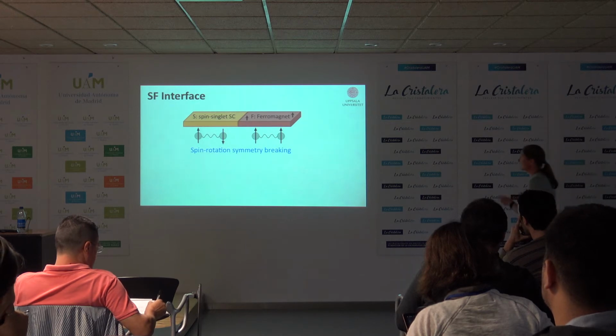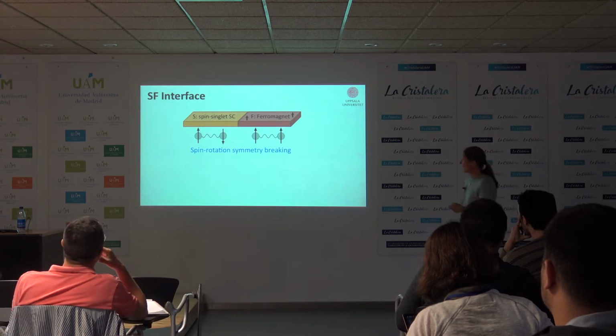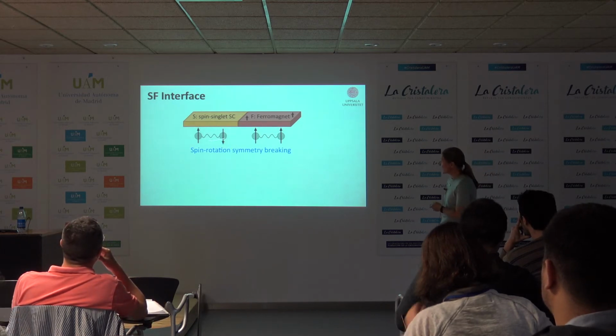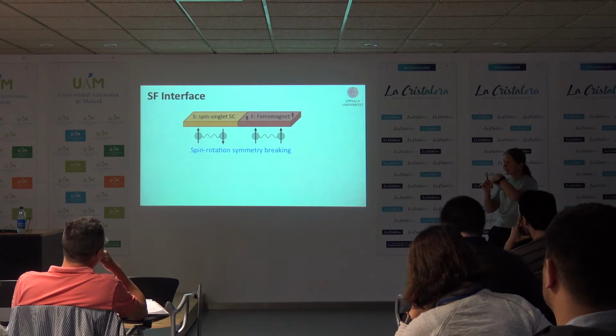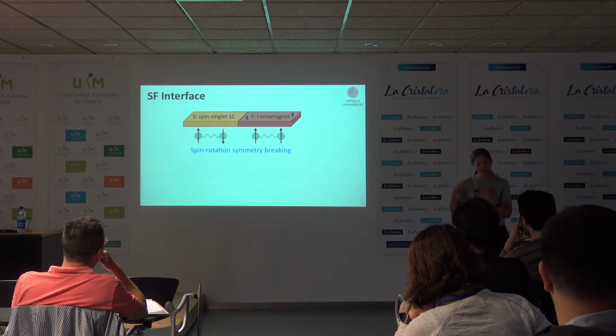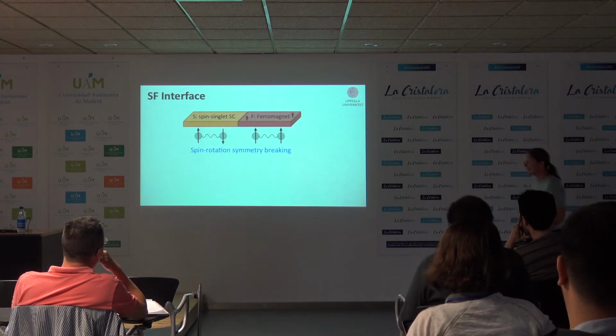So this is an SF interface. You have a spin singlet superconductor and a ferromagnet. And the spin singlet, well, this is the cartoon of the spin singlet pair. The electrons are clearly oppositely aligned. And in the ferromagnet, that doesn't kind of work. They want to be aligned in the same direction, right? So one could imagine that there will not be any proximity effect, that is, leakage of Cooper pairing into the ferromagnet, if the spin singlet pairing is the only thing that it can be.